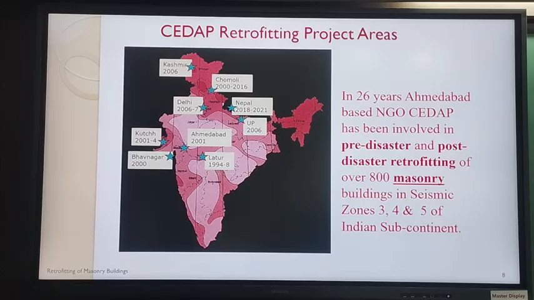So basically, our focus has been retrofitting, because we feel that that is the best option, and also because no one talks about it. So very interestingly, we are a small NGO, still we have done more work on masonry building retrofitting than anyone else in the country. It's an irony. We have worked on something like about 800 buildings in all different seismic zones.